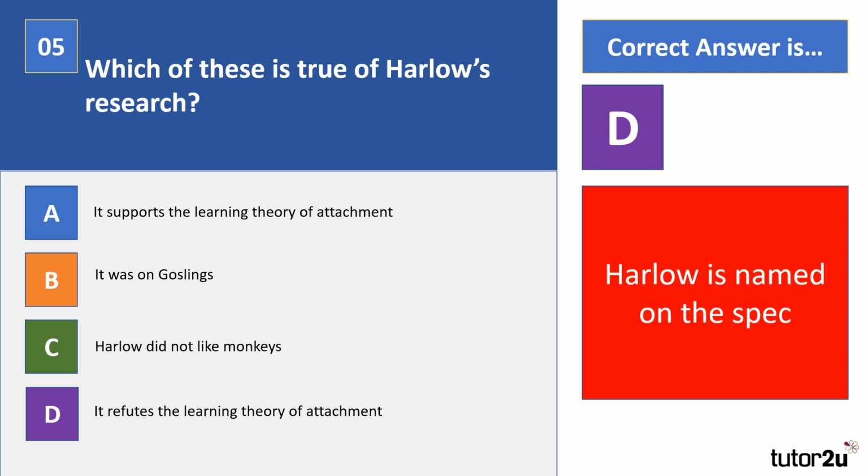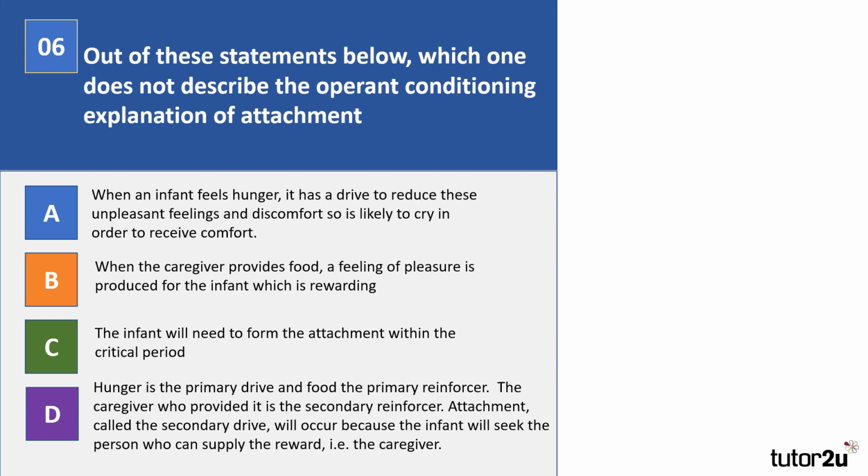Learning theory, remember, says that attachment is learned through association, the person feeding the baby becoming associated with the feeling of pleasure that the feeding gives until eventually their mere presence produces pleasure. But remember that Harlow found that when given the choice of the wire mother who fed them and the cloth mother who was warm and soft, that kind of contact comfort, they'd spend up to 23 hours a day on the cloth mother. So it's the contact comfort that they wanted, not the food, which is why Harlow's research refutes the learning theory of attachment.